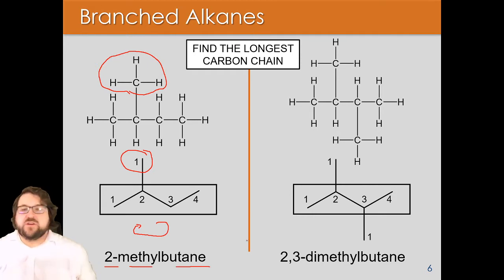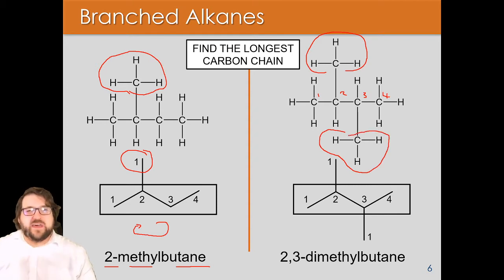So let's follow that process again for this second one. So the longest chain, yep, that's here. So I've got 4 there, and then I have a methyl group here, and I have a methyl group here. Okay, so now I've got butane, but it's got 2 methyl groups on it. The way we say that is it's a dimethyl group. So we'd say methyl if it was 1, dimethyl for 2, trimethyl for 3, tetramethyl for 4, and so on.